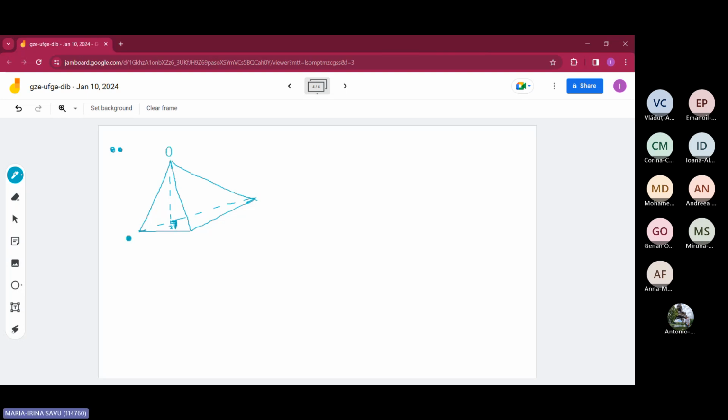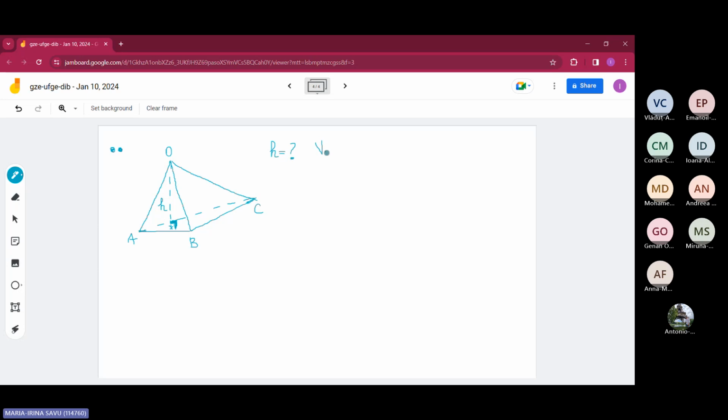Let's say that this is O, this is A, this is B, and this is C. And this is the tetrahedron OABC. Let's denote the length of the altitude by h. Okay, so we want to find h.